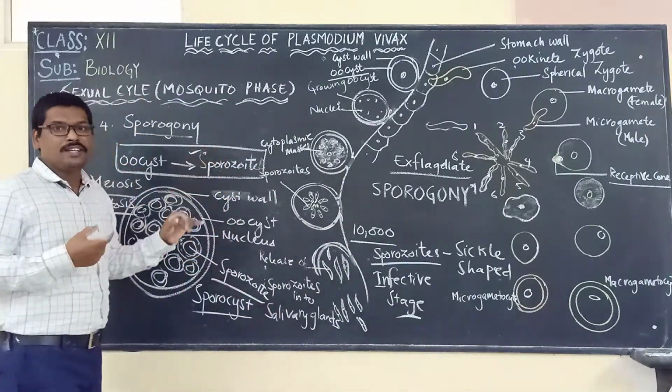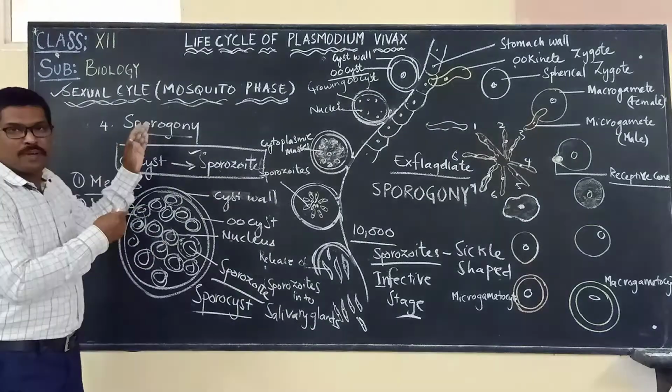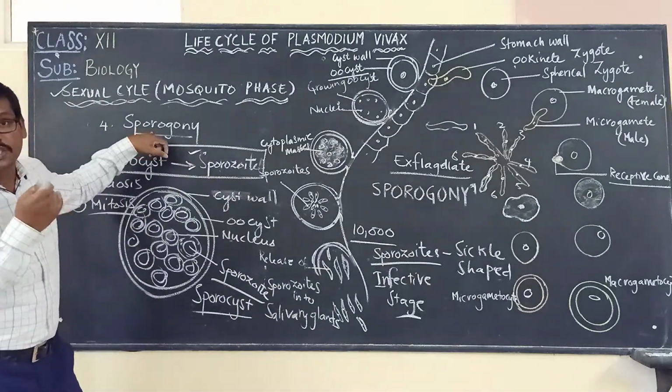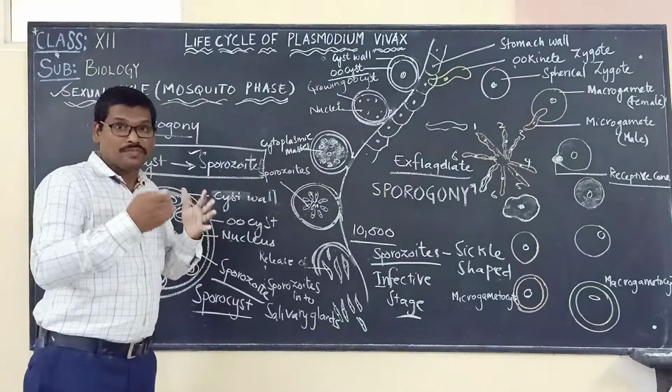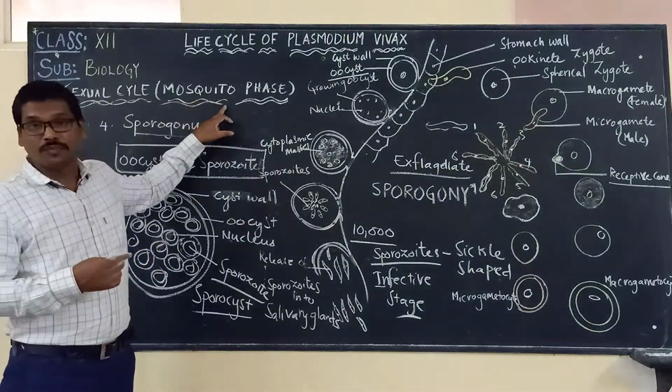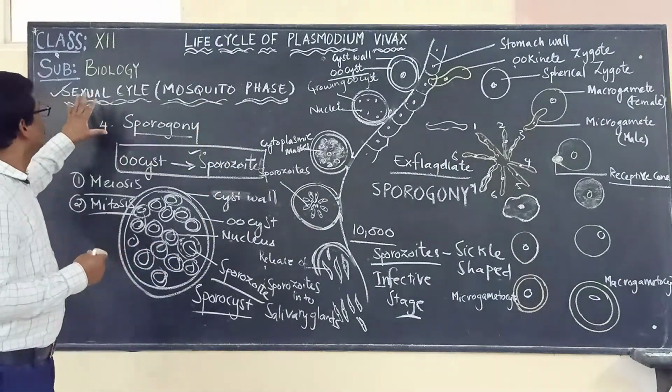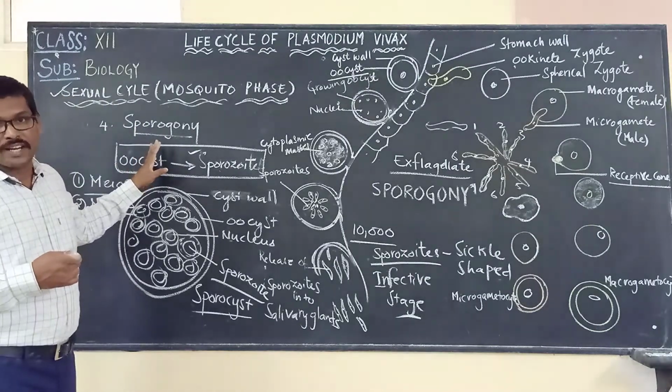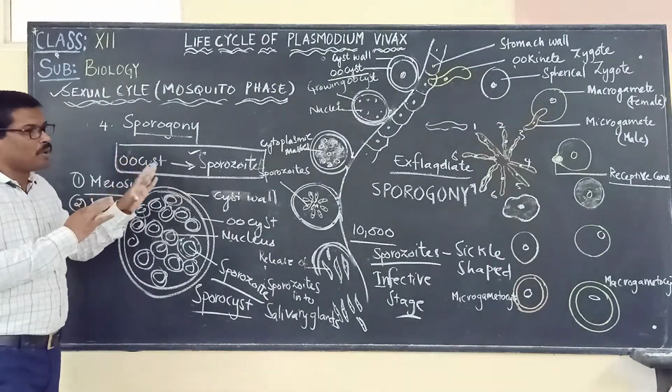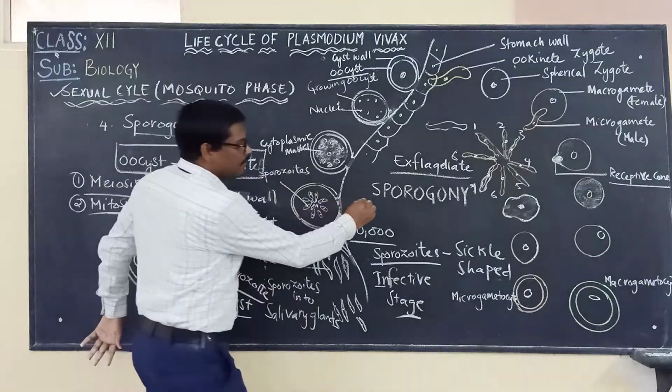Asexual cycle will be taking place. So these points we have to keep in mind when we talk about the sporogony, the last stage of the sexual cycle or mosquito phase that is taking place inside the mosquito. Okay, inside the mosquito. So these are the points that we have to keep in mind.